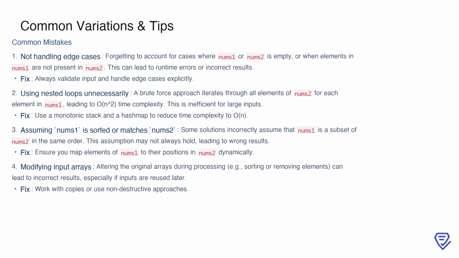For example, if nums1 or nums2 is empty, or if elements in nums1 don't appear in nums2, this can lead to runtime errors or incorrect outputs. To address this, always validate the input and handle these edge cases explicitly.